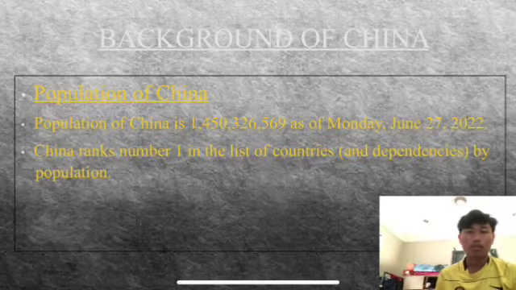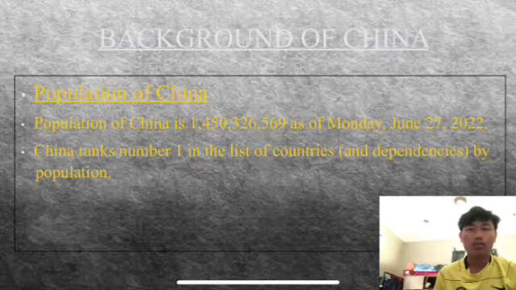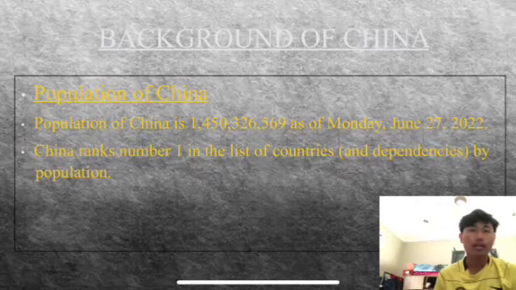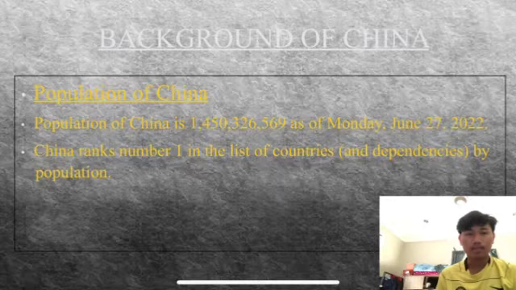Assalamualaikum warahmatullahi wabarakatuh. Today I will talk about the background of China. The current population of China is 1,450,326,569 as of Monday, June 27, 2022, based on Worldometer elaboration of the latest United Nations data. China's population is equivalent to 18.47% of the total world population, and China ranks number 1 in the list of countries and dependencies by population.